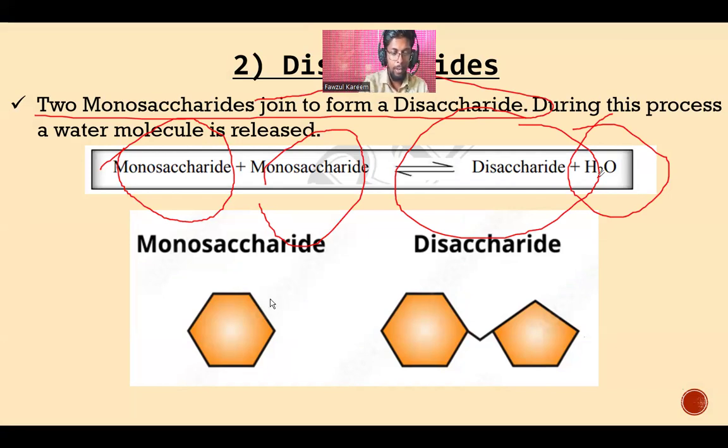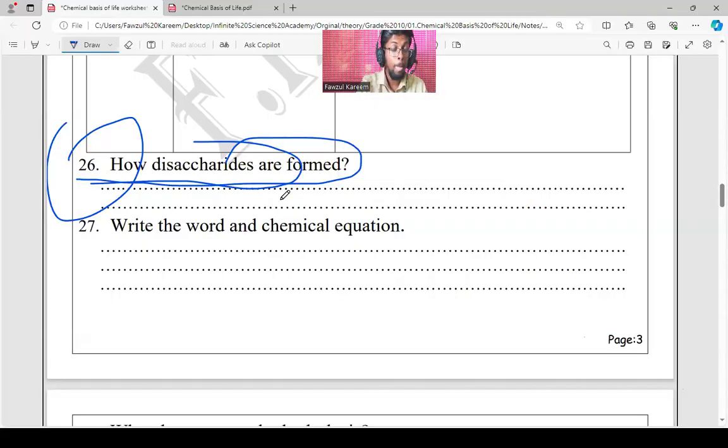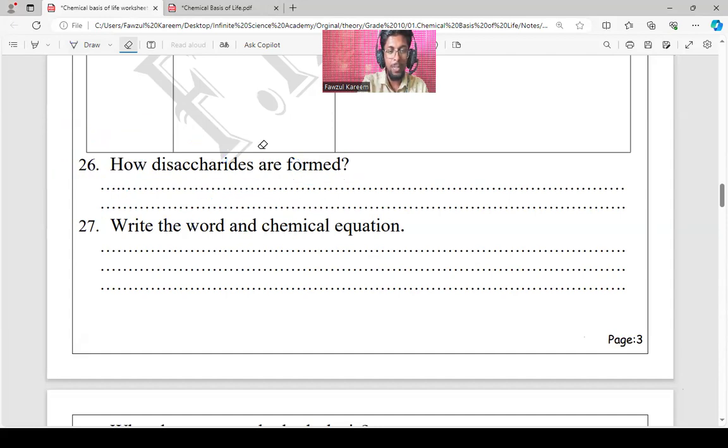Question number 26. Then what is the word equation and what is the chemical equation? Can you say for this question? First of all, write the answer for this one. I will give you 1 minute. Don't take more time.